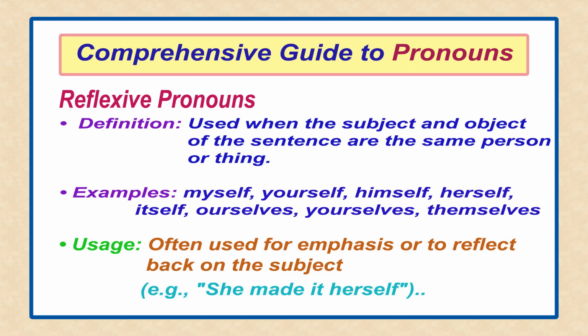Reflexive pronouns. Definition: used when the subject and object of the sentence are the same person or thing. Examples: myself, yourself, himself, herself, itself, ourselves, yourselves, themselves. Usage: often used for emphasis or to reflect back on the subject. Example: she made it herself.